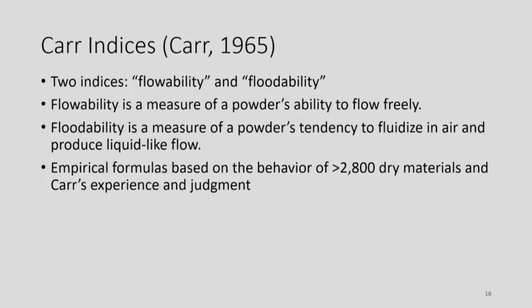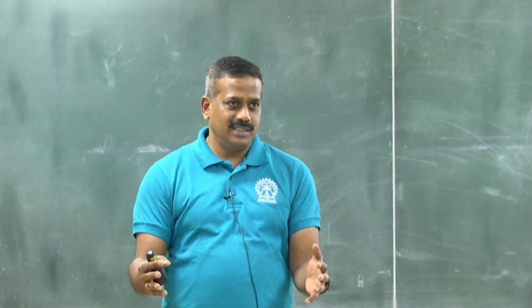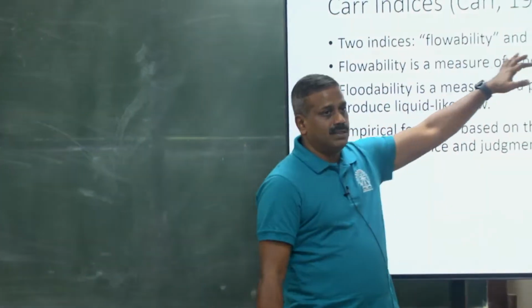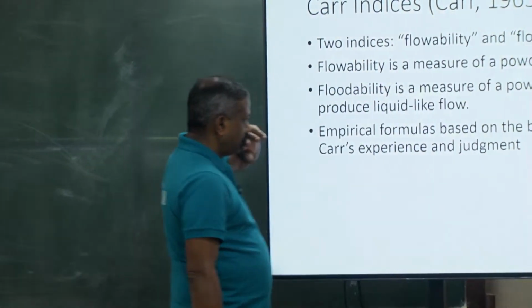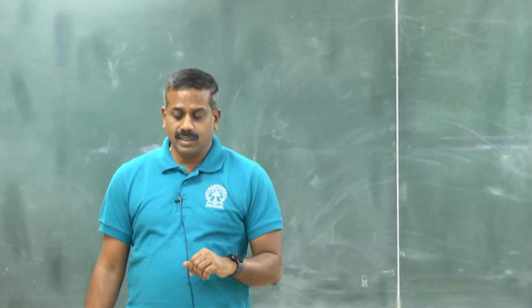Okay. So again, these are not physics based. What he did was choose close to 3,000 different dry powders and measure different properties. I will talk about those properties. Then he made some manual judgment or criteria to develop these indices of flowability and floodability. So again, it is based on experimental analysis and experimental measurement.